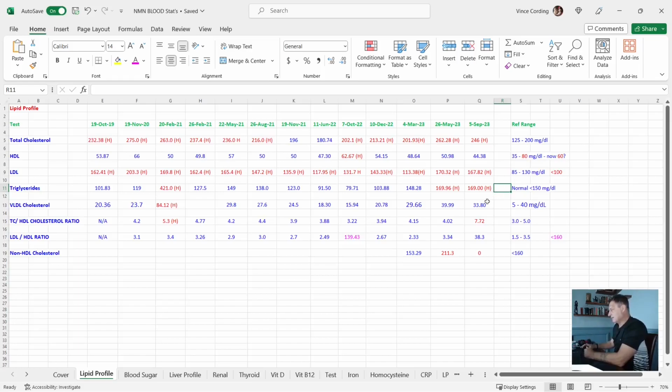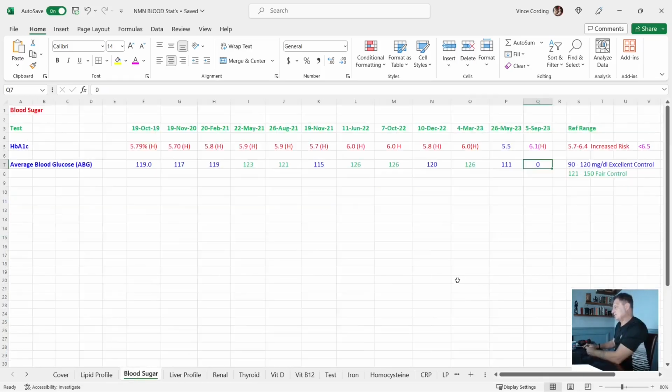My VLDL cholesterol is within range. That's no problem. My total cholesterol and HDL is in the red. That's because my LDL and the total cholesterol are high. That's it for my lipid profile. Moving on, let's take a look at my blood sugar levels.